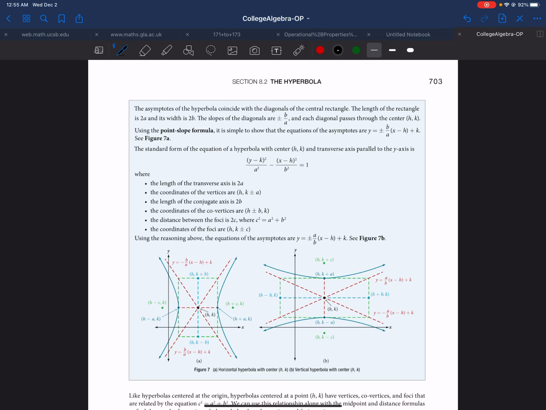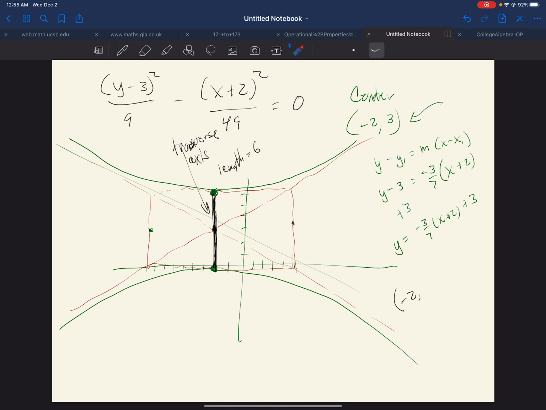It says k plus or minus a. So k plus or minus a. So let's see. So k plus a, remember a was 3, and k is 3. So 3 plus 3 should be 6. And then we have -2, and then it's h minus k.